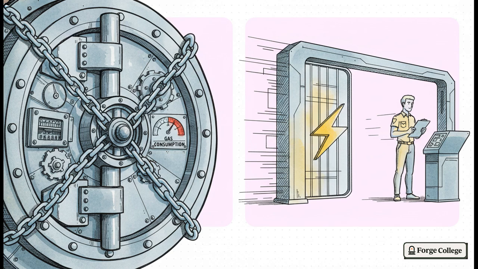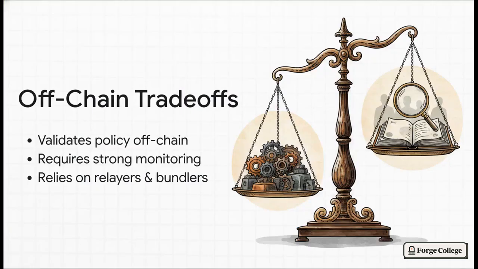If you do take that off-chain route for a faster user experience, you have to be fully aware of the trade-off. You are validating policies off-chain, meaning you rely heavily on relayers and bundlers to play by the rules. You're essentially trading raw on-chain computational gas for the operational headache of off-chain monitoring.